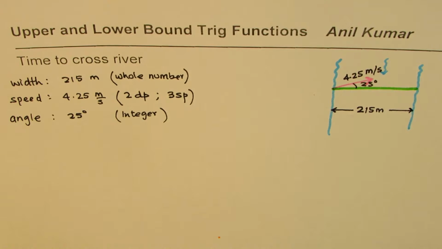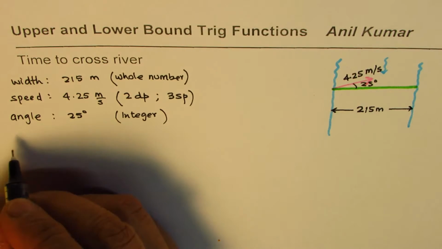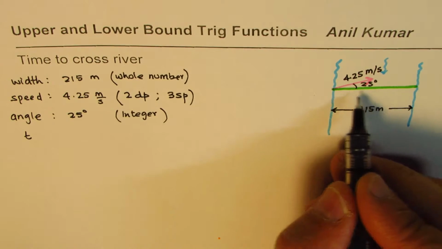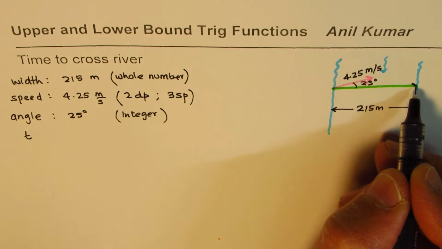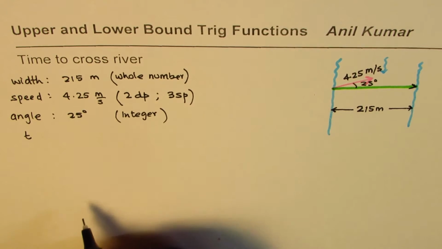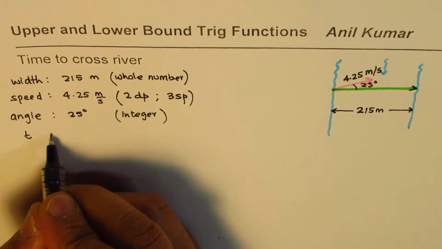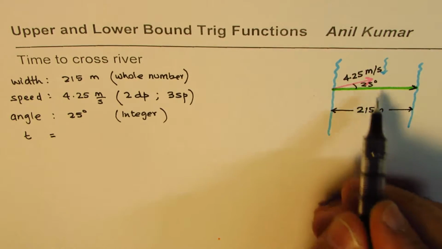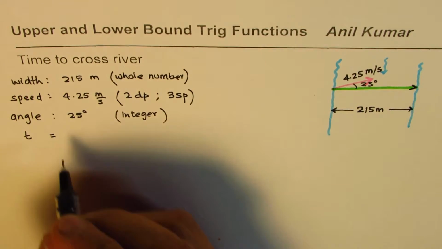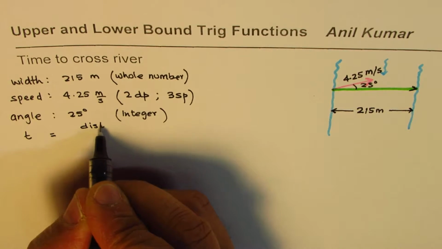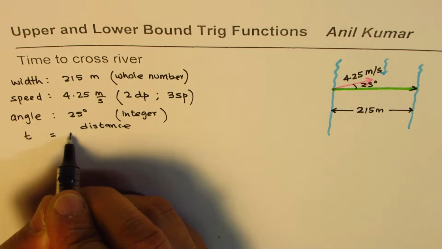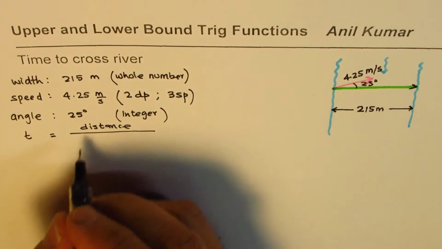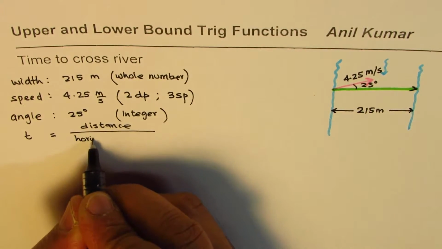What do we need to find here? We need to find time. Time to cross the river horizontally, right? So horizontally, how much time will it take to cross the river? Now let me give you a formula here. Time will be this distance divided by the velocity. So let me write the general formula first. Distance over the velocity, right? Which is the horizontal velocity? Let me write horizontal velocity.